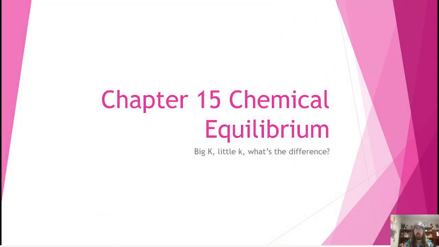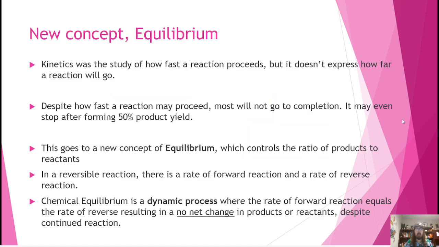With that in mind, chemical equilibrium. Now, last chapter we studied kinetics, which was essentially how fast a reaction will proceed towards products. However, that kinetics doesn't always express how much products will be formed. Now, if a reaction goes to completion, their kinetics will go until the reactants are completely consumed.